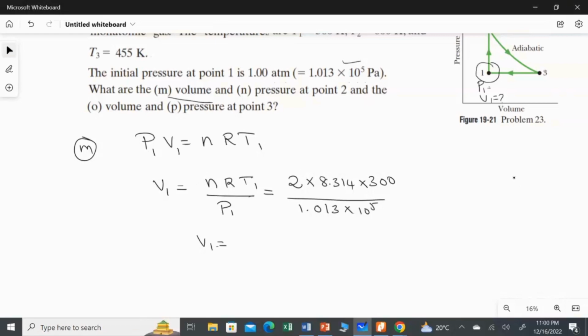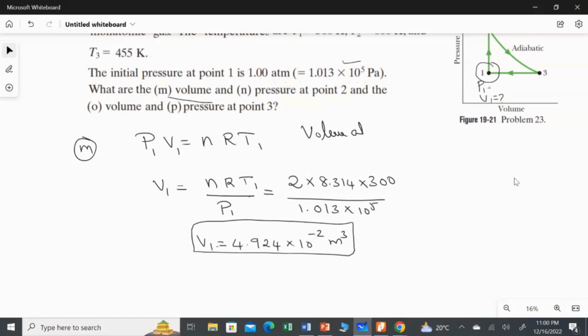Therefore V1 equals 2 multiplied by 8.314 multiplied by 300 over 1.013 times 10 power 5. I got the answer as 4.924 multiplied by 10 power minus 2, and the unit for this volume is meter cube. So this is the answer for the M part. That means we found the volume at point 1.